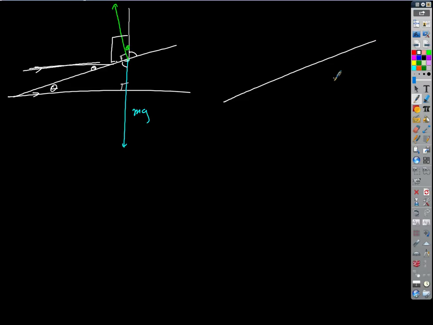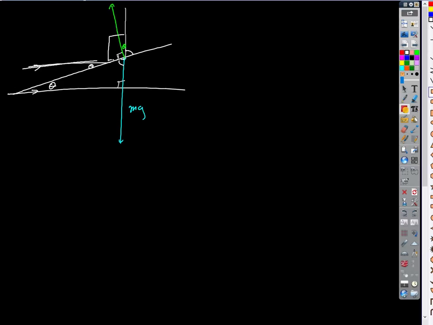Why am I trying to draw these freehand? That was a really good freehand line, though. It was almost a perfect line.